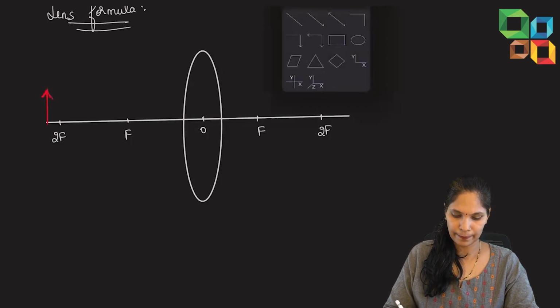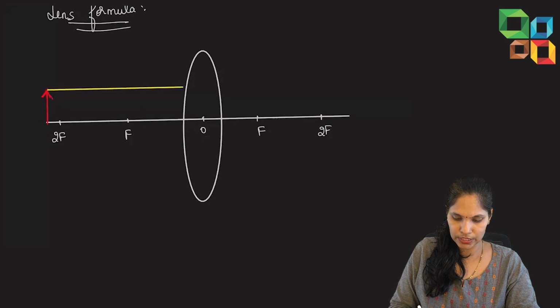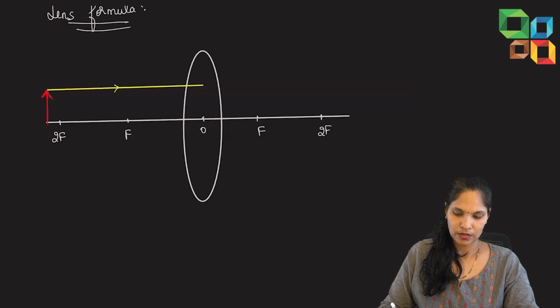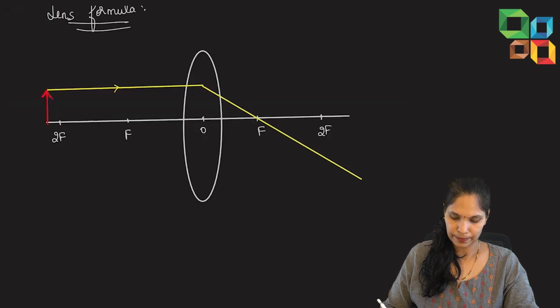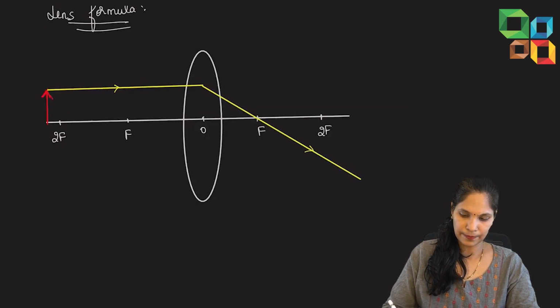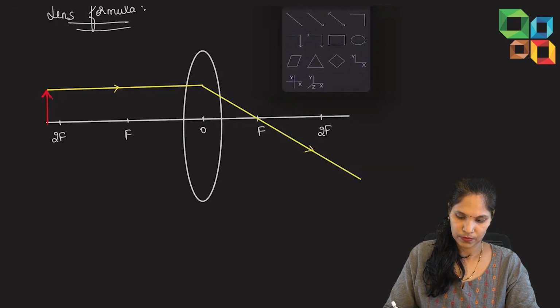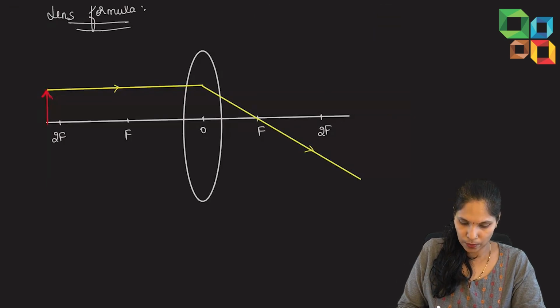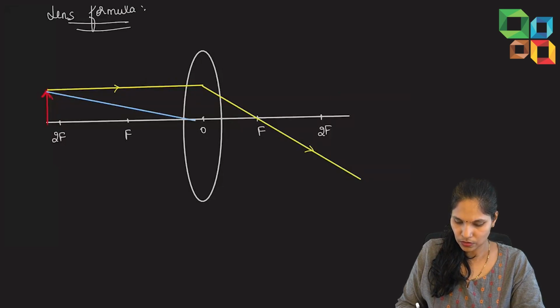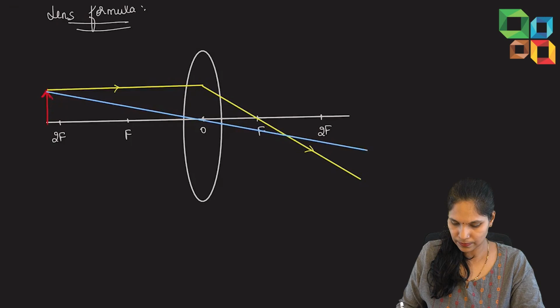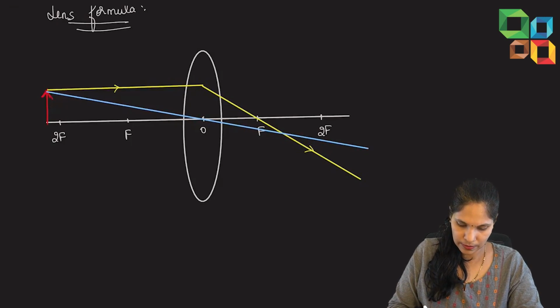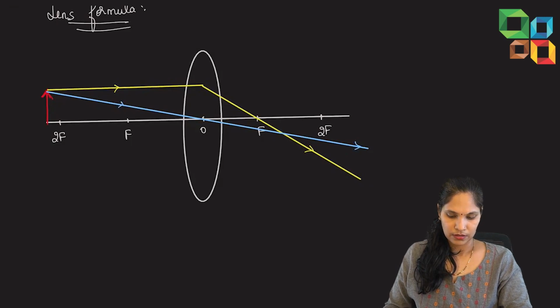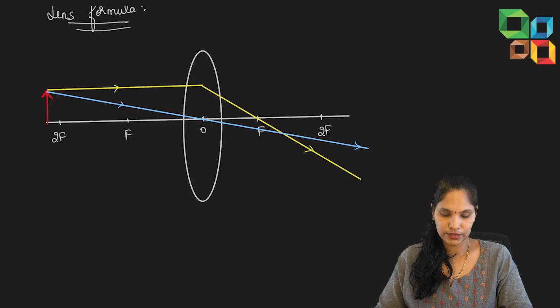I will draw the ray: a ray which comes parallel to the principal axis, after refraction, passes through the focus. Another ray which passes through the optic center goes undeviated. Okay. So this diagram is actually enough for us to move ahead.